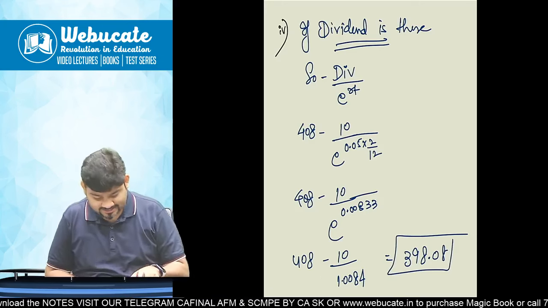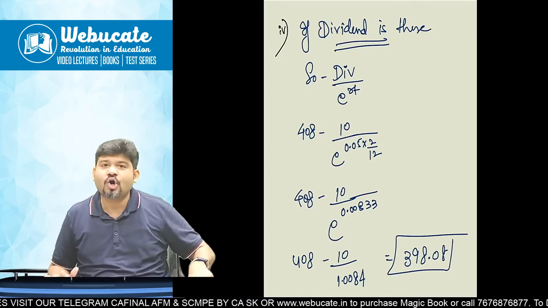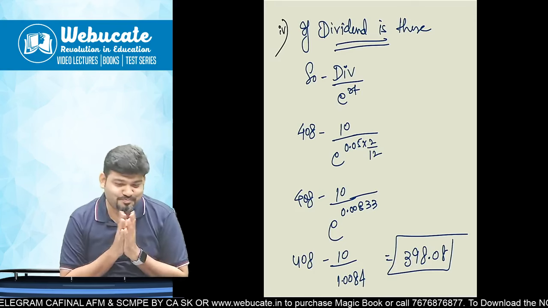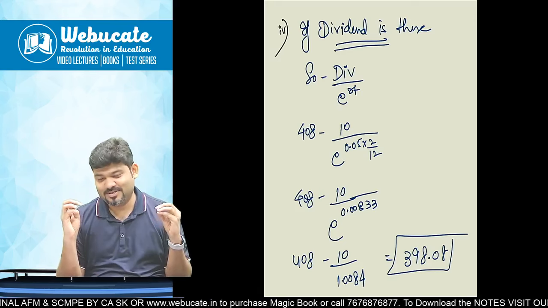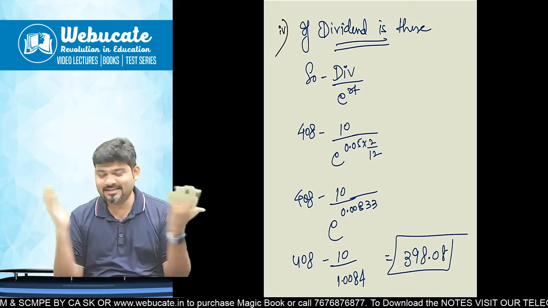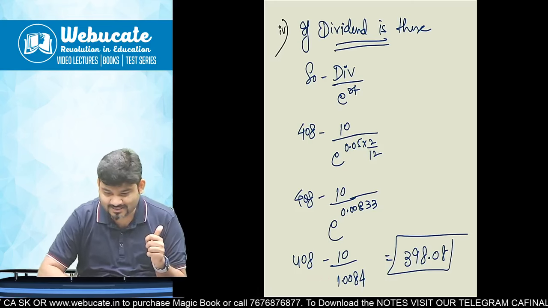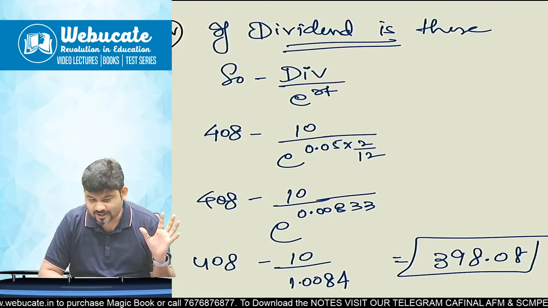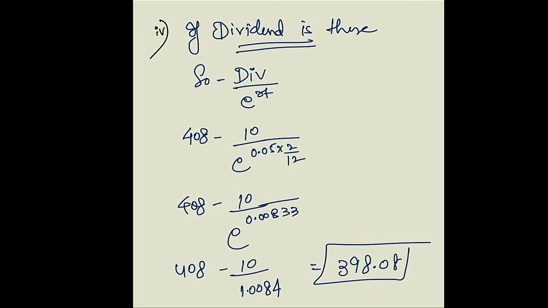Done. So with this, we complete the Black and Scholes simple variety, put-call parity, dividend in the question. All of the options are done. Are we now clear? So can I say if this comes in exam, we'll be able to solve it? Let me know.